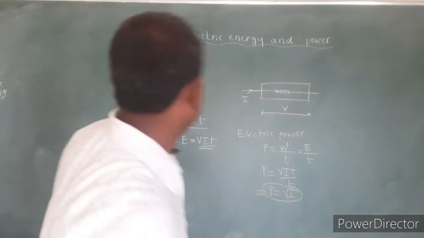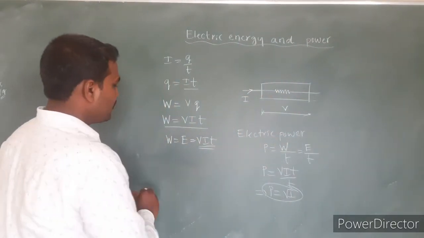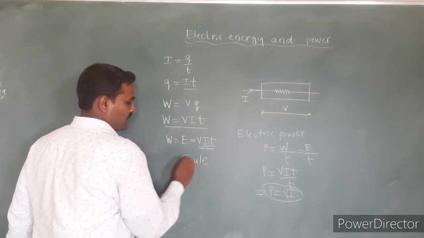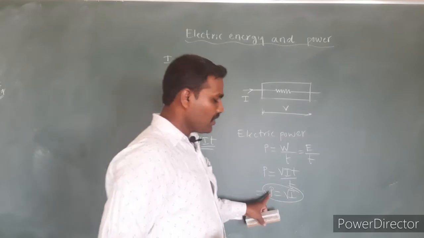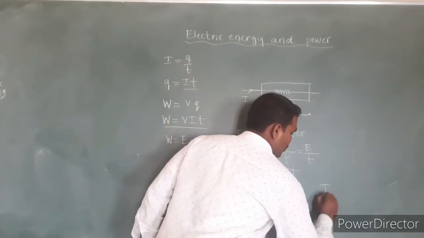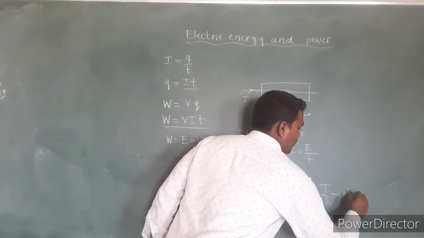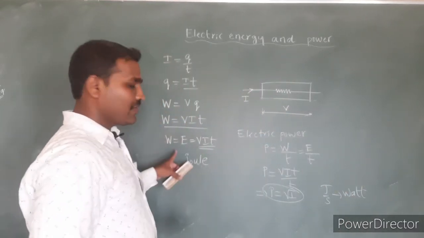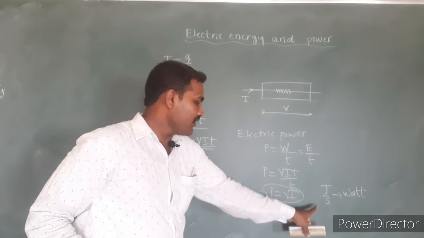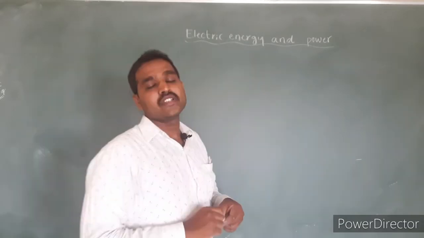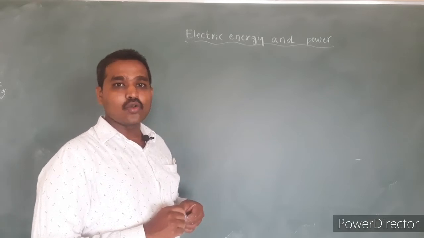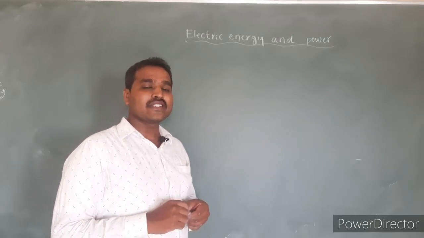Then the unit of electric energy is joule, and the unit of power is joule per second, that is nothing but watt. So the unit of electric energy is joule and the unit of power is watt. Just now we have seen that the SI unit of electric energy is joule and that of electric power is watt.